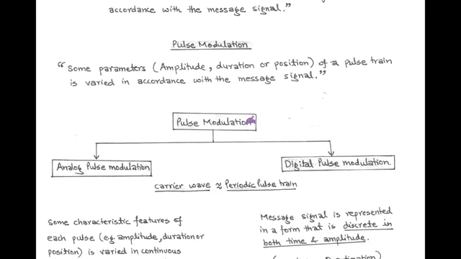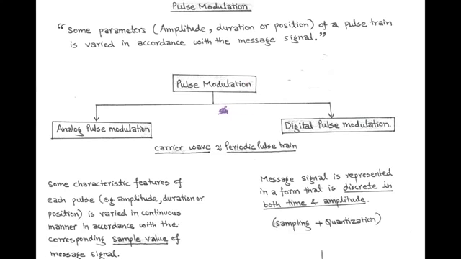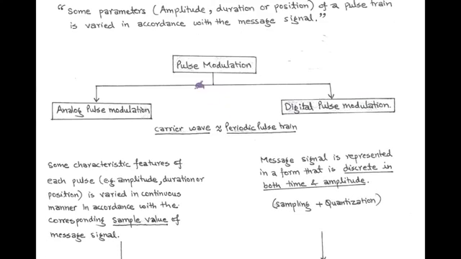Now, on the basis of classification, pulse modulation is of two types. First is called analog pulse modulation and second is called digital pulse modulation. In both cases, a periodic pulse train is used as a carrier signal.